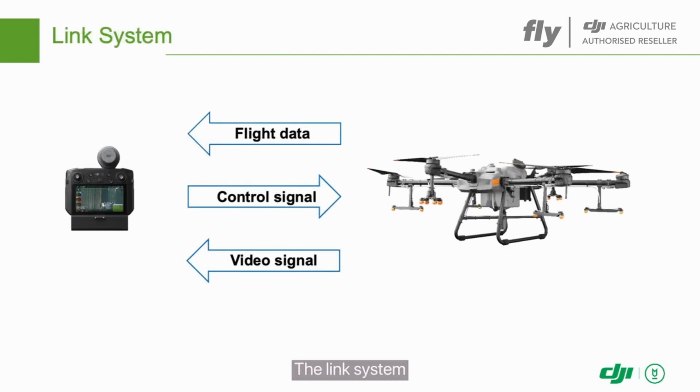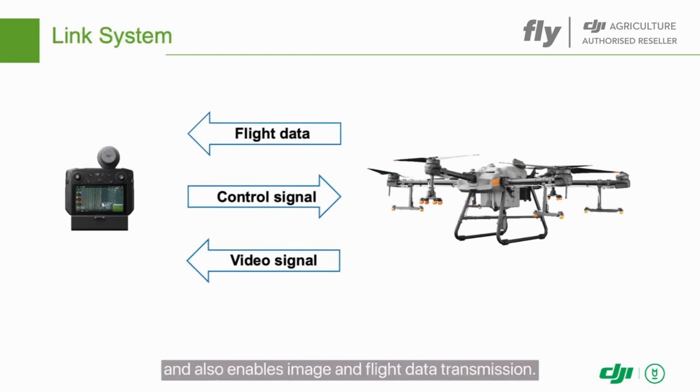The link system, or remote control system, helps the pilot control the drone and also enables image and flight data transmission. Please note that the remote controller signal is strongest at the sides of the antennas. So, during normal operation, avoid pointing the antennas towards the drone since it results in a weaker signal strength.